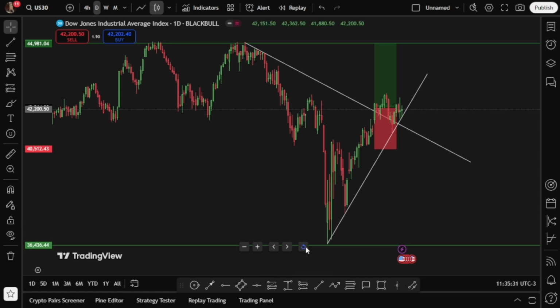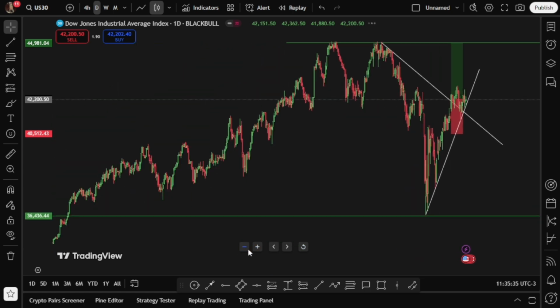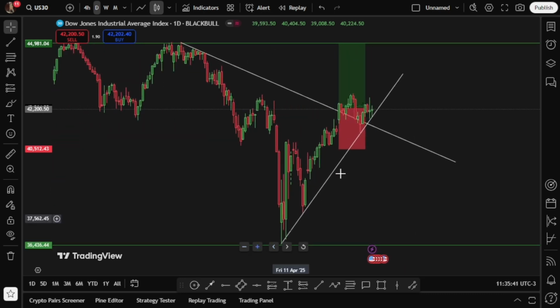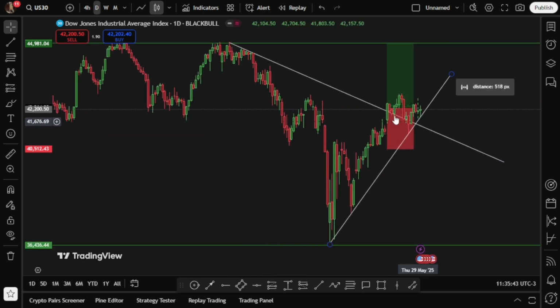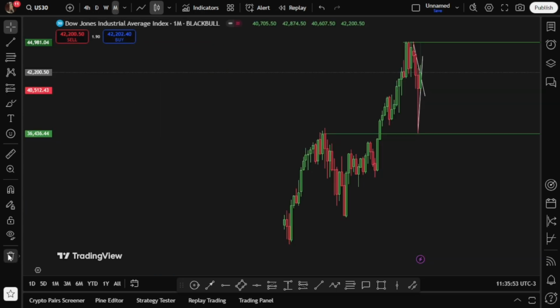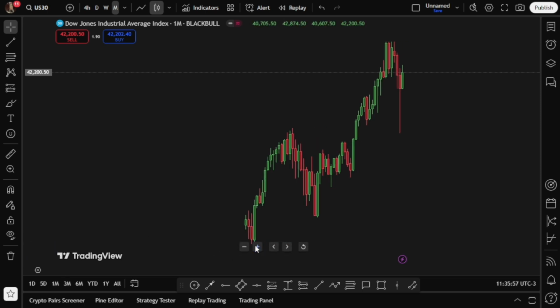So currently on my screen is the US30 trade. So guys, you can see that I am going for a buy on US30 with all my confluence met. So right now I am going to show you a top-down analysis from the beginning to the end of how I took this trade.